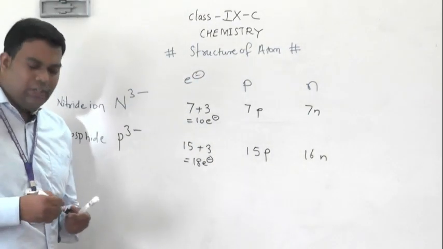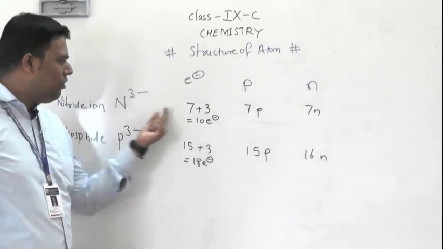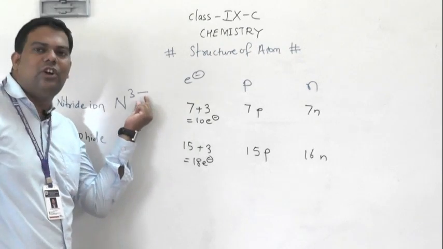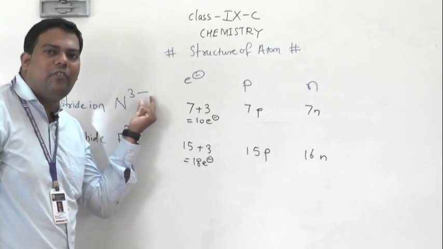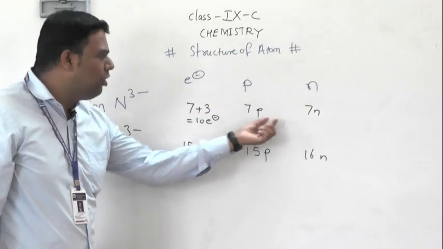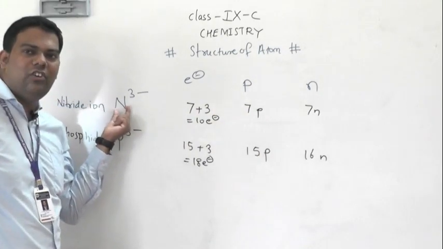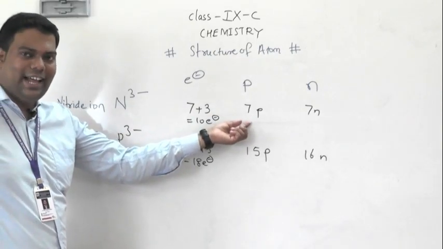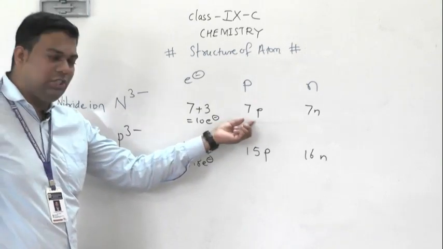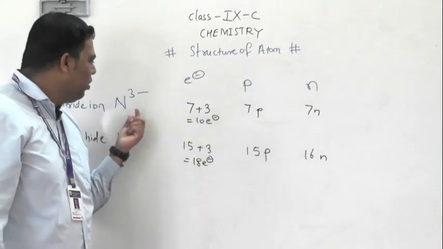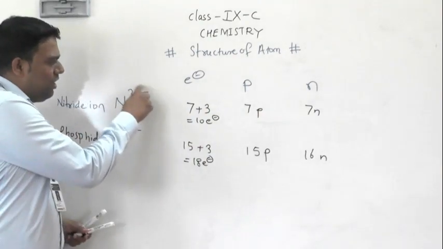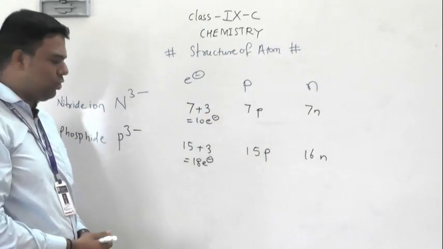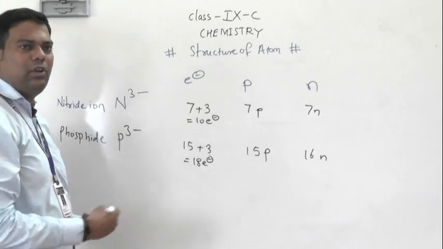One thing you keep in mind: whenever you are calculating the number of electrons, only then do you have to consider the charge. But whenever you are calculating the number of protons and neutrons, you only see whichever element it is. Nitrogen here contains 7 protons, that is, the atomic number Z of nitrogen is 7. Understood? Whatever the charge is, it depends on your number of electrons only, not on protons and neutrons. Understood?